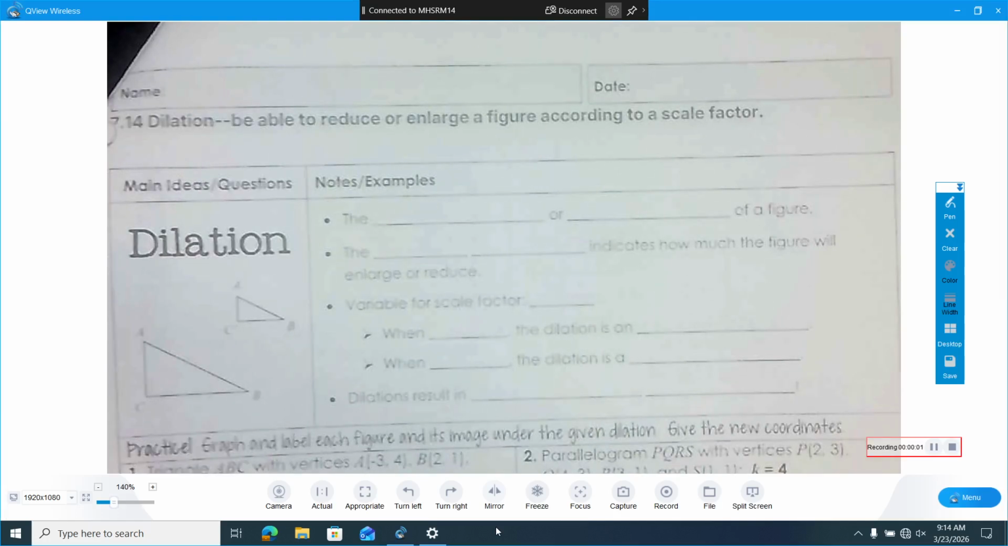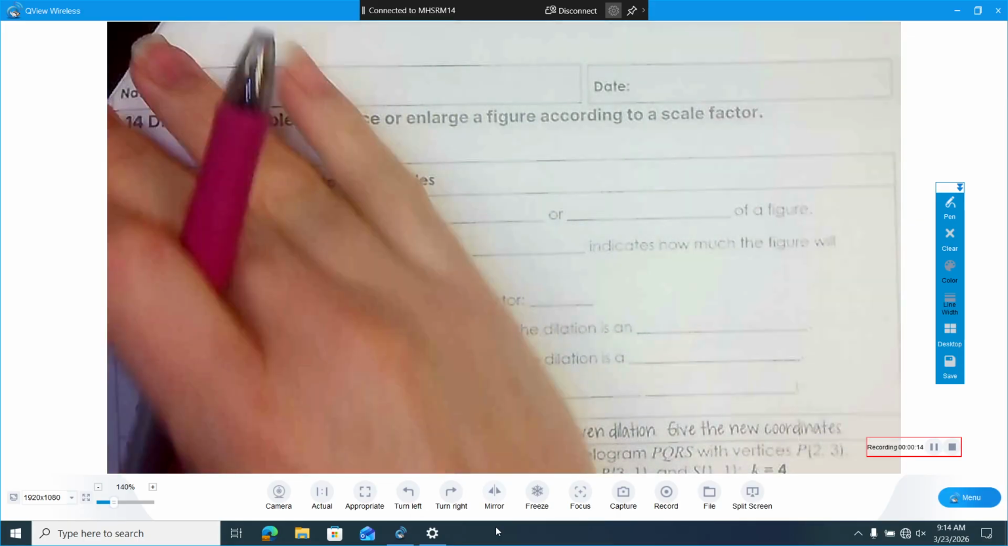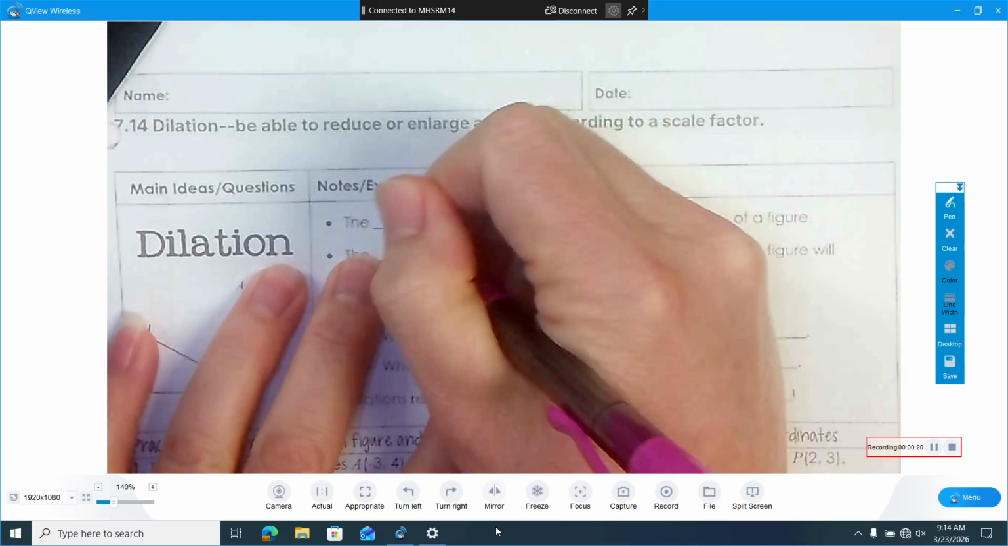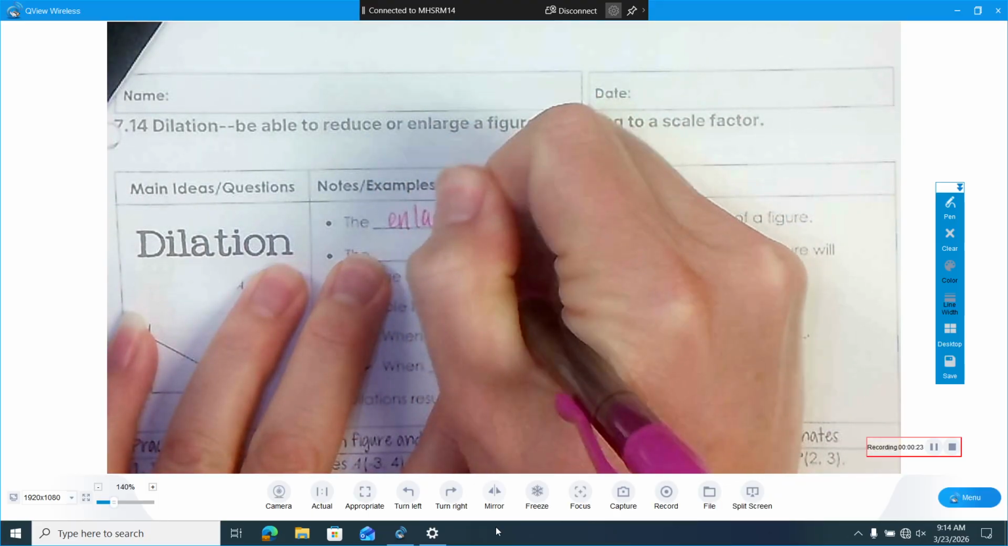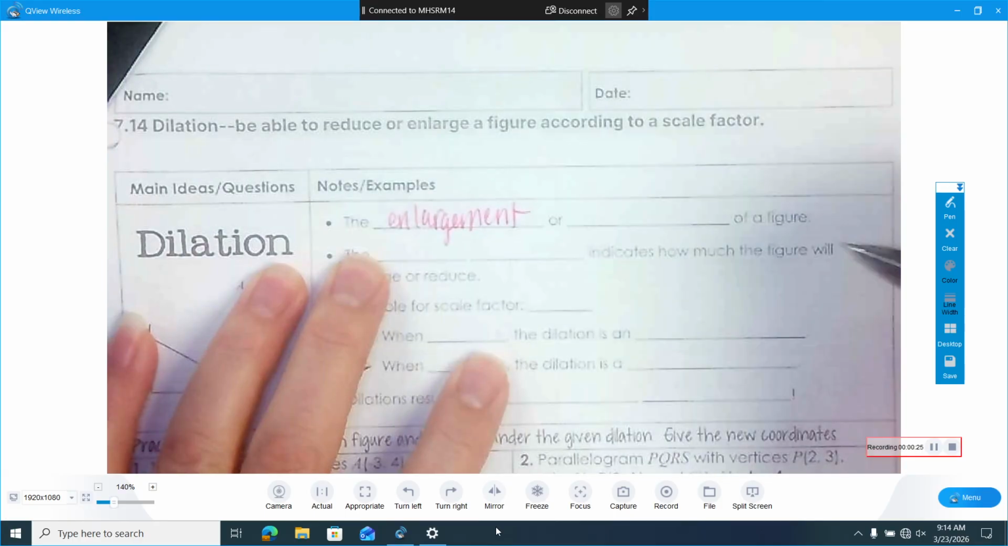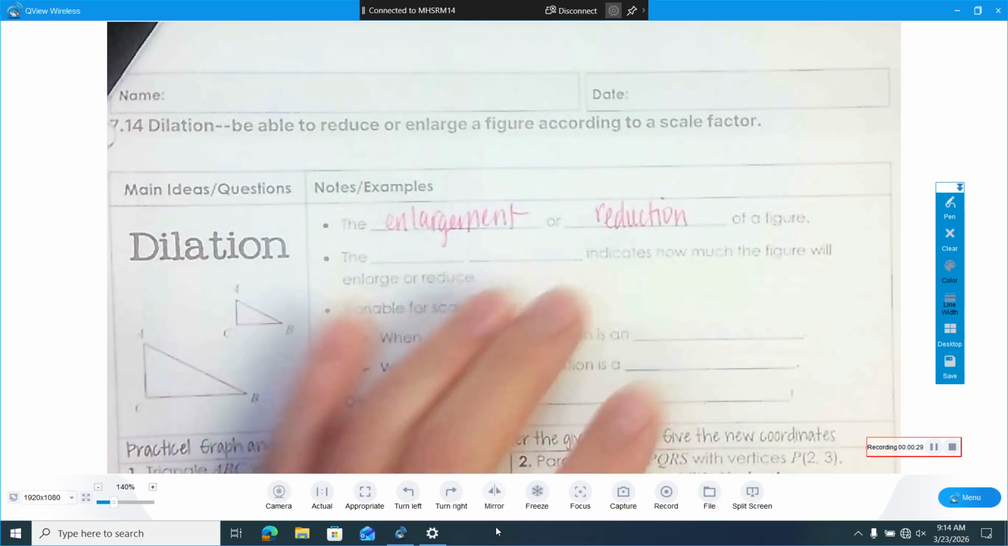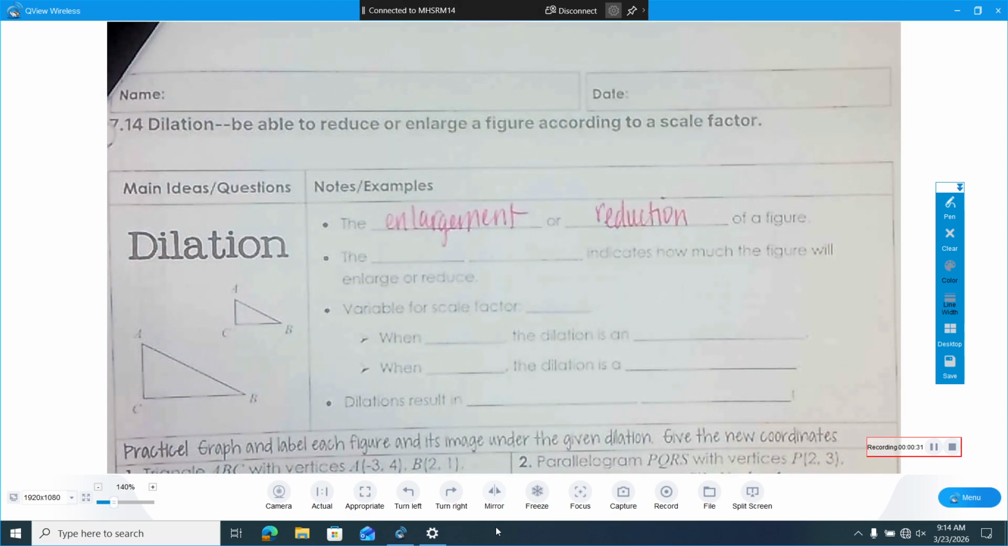We're talking about dilations, and dilation is just like when they dilate your pupil at the eye doctor. It makes your pupil really, really large, but there are other things that can make your pupil really, really small. And so we do the same thing with figures. Dilation is the enlargement or reduction of a figure. So it makes it bigger, it makes it smaller.